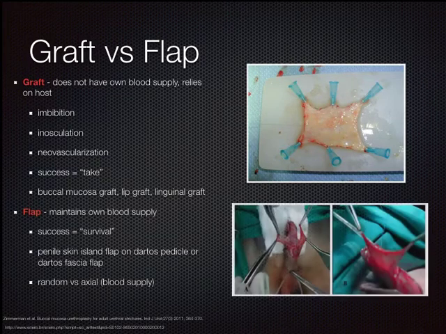A flap is mobilized tissue that maintains its original blood supply, and when we talk about the success of a flap, we use the term flap survival. The most common example would be a penile skin island flap based on a pedicle of dartos and its own blood supply. Skin flaps were pretty popular in the 80s and 90s for urethral reconstruction, but they've gradually been replaced by grafts because they are technically easier, have little morbidity, and can be used throughout the urethra. In terms of classification of flaps, there's many different systems, but functionally speaking, if the blood supply is known, it's termed an axial flap, and if it's not known, it's termed a random flap.